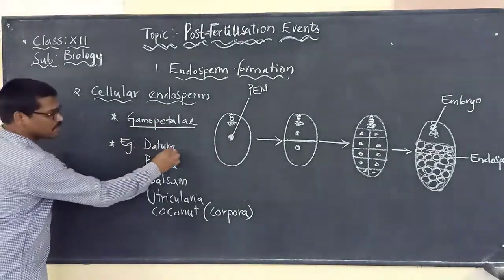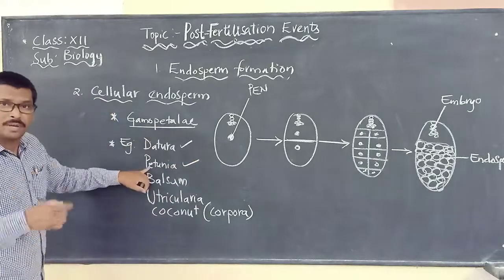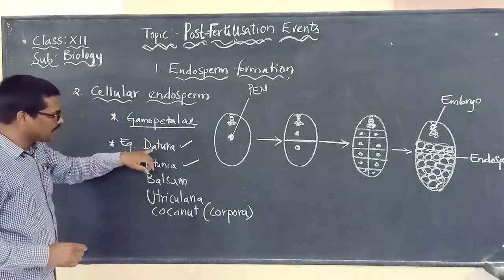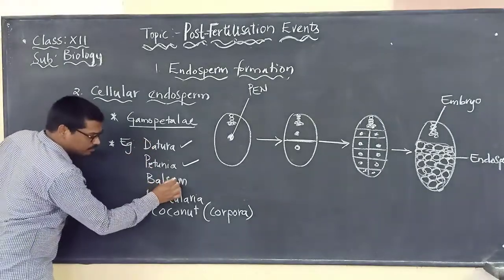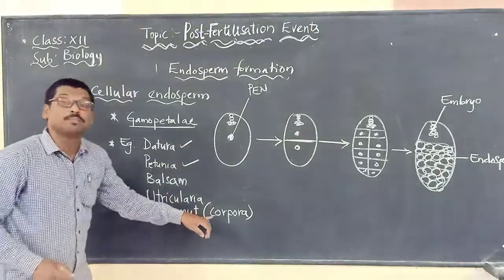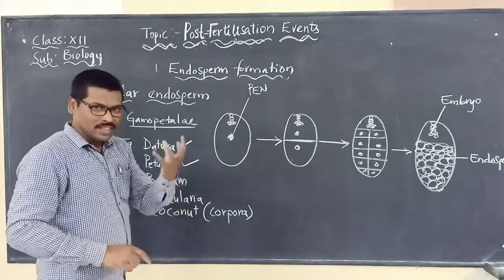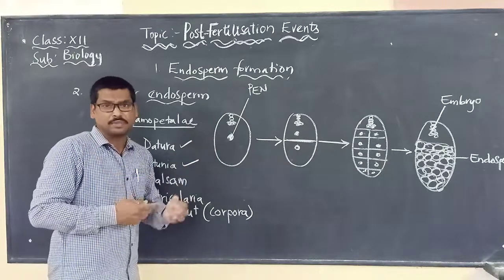And the best examples are what? Datura, Petunia. Of course, Datura and Petunia belong to the same family, Solanaceae. Datura is a poisonous flowering plant. This is a normal flowering plant. Datura, Petunia, Balsam, Utricularia, and Coconut Copra we are seeing. But in the previous one, we also mentioned coconut milk. That watery fluid contains multinucleated nuclei. Thousands of nuclei will be there.